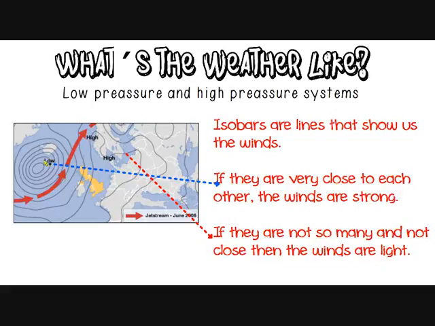Okay, so when you see a lot of isobars together, we call this a low pressure system. Low pressure system, short, low. And when we see in the map a high word or letter H, that means that it is a high pressure system. We are under a high pressure system.